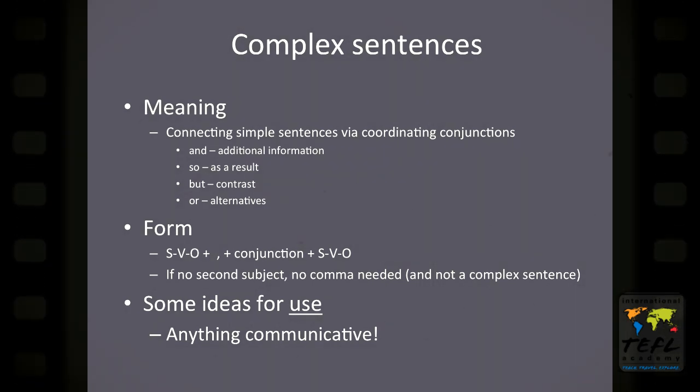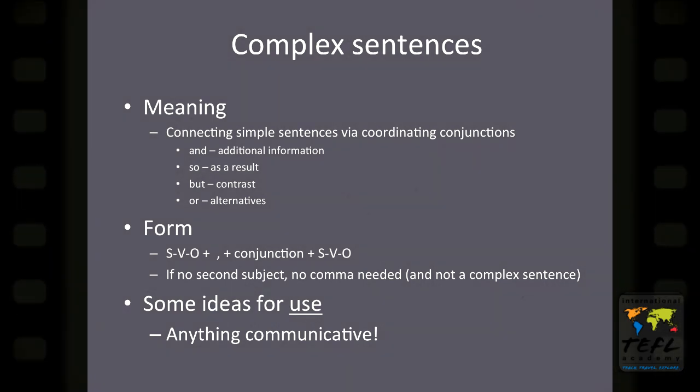And even through a writing process, you can have them write one draft. You see a lot of simple sentences, help them in the second and third draft to connect some of those sentences to make complex sentences.